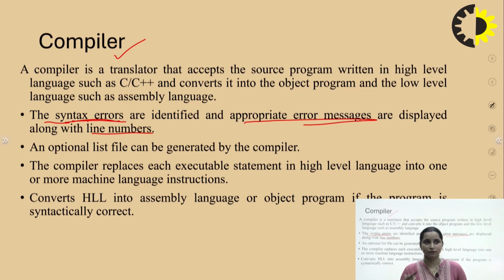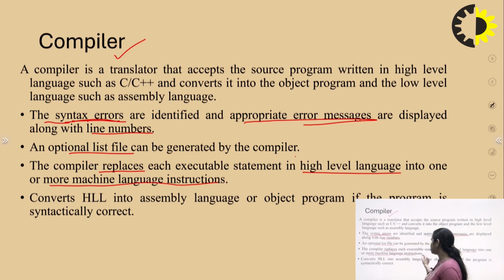In further lectures you will be studying the symbol table and error handler. You will learn how these error messages and line numbers are generated. In compilation, an optional list file can also be generated by the compiler. The compiler replaces each executable statement in high level language into one or more machine level language instructions.